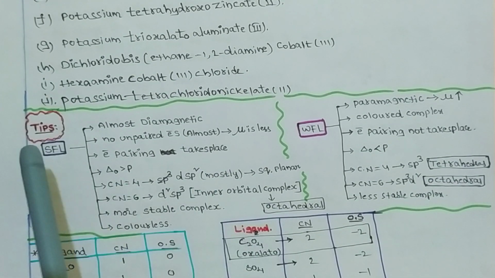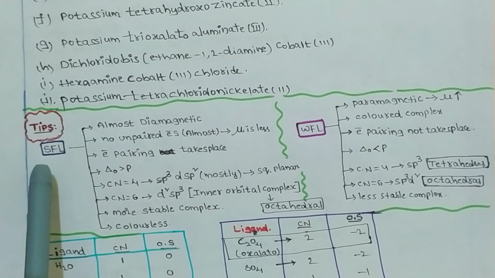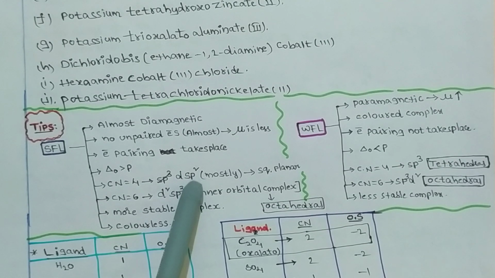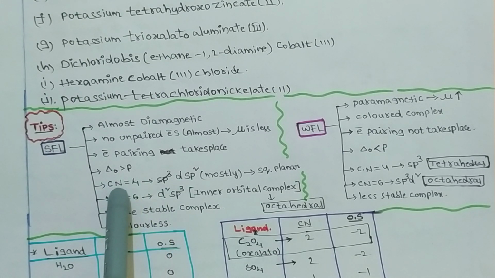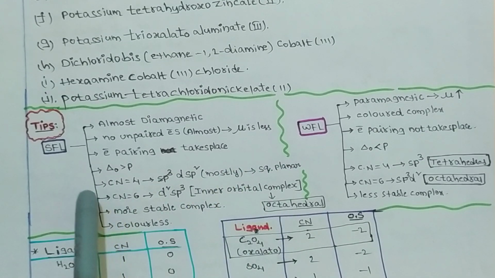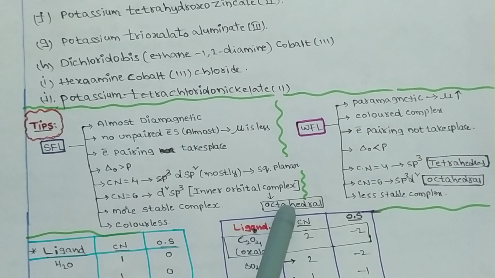Next, strong field means electron pairing has taken place. Strong field means crystal field splitting energy is greater than pairing energy. If the coordination number is 4, it is mostly undergoing dsp2 hybridization, except nickel tetracarbonyl, which undergoes sp3. Almost all such coordination compounds with strong field ligands have dsp2 square planar geometry. Next, strong field ligand with coordination number 6 means d2sp3, that is, an inner orbital complex is formed. Coordination number 6 means octahedral geometry.